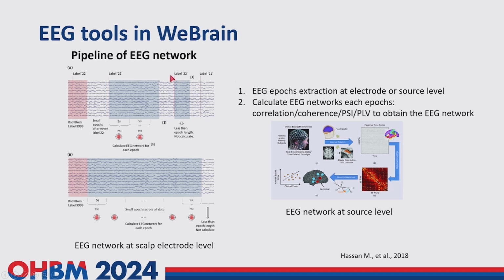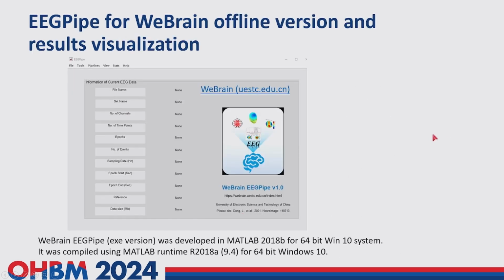For the pre-processed data and all the source data we obtained, we can also do some other analysis in WeBrain. Here is showing the EEG network construction pipeline. WeBrain includes 4 EEG network construction methods, including correlation, coherence, PSI, and PLV, to obtain the EEG network, both at the scalp electrode level and the source level.